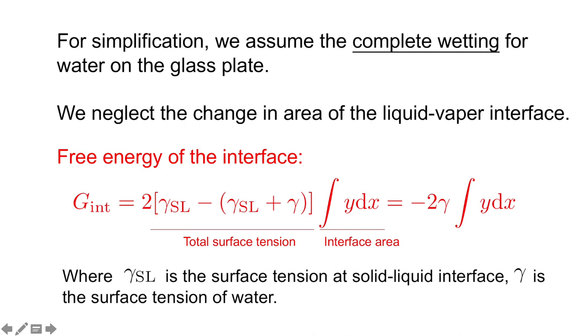On the other hand, we can also analyze this problem theoretically. For simplification, we assume complete wetting for water and glass plates. That means the plates are already covered with a thin film of liquid before the rise. Thus, we need to consider the surface tension of the water-air interface. Here, we ignore the change in the area of the liquid-gas interface. The interface free energy is calculated by using total surface tension times interface area.